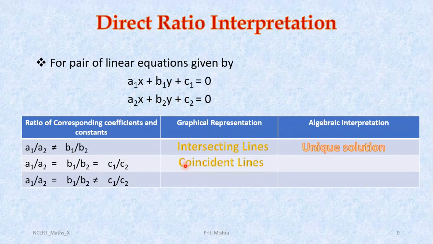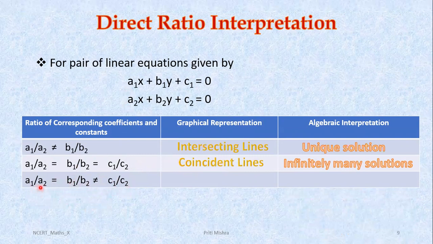It means these lines are coinciding lines, and coinciding lines means infinitely many solutions. So directly you can find out what kind of lines these are. Now, if you are finding ratios A1 upon A2 is equal to B1 upon B2, meaning these two ratios are equal, but these are not equal with the ratio of constants.